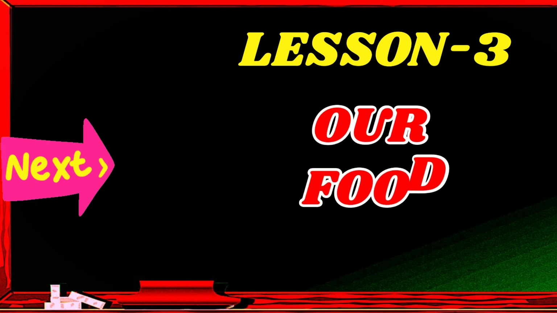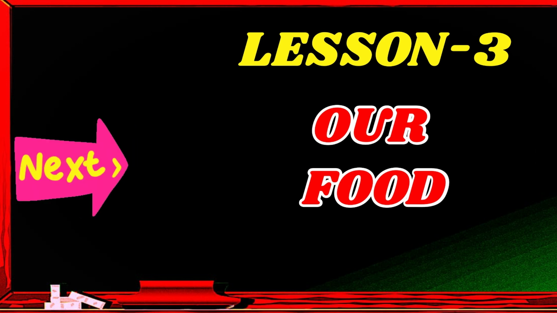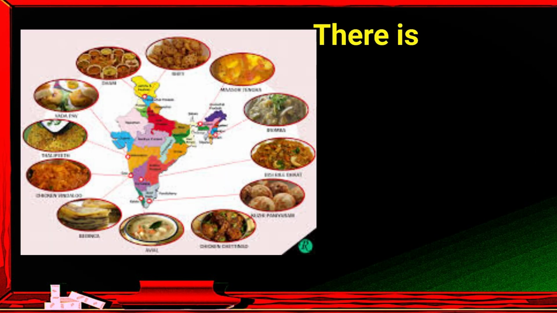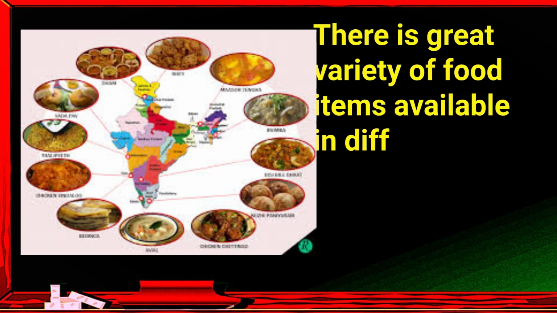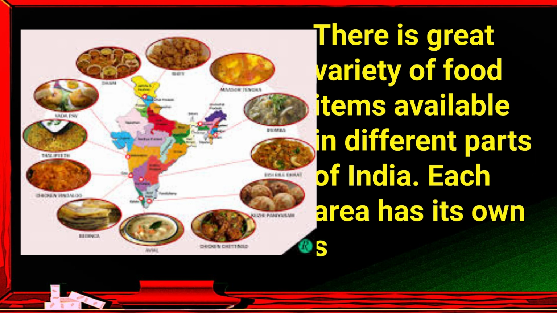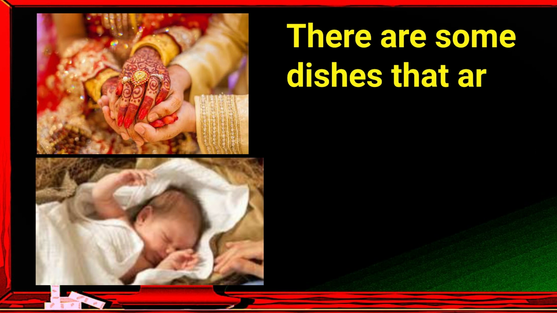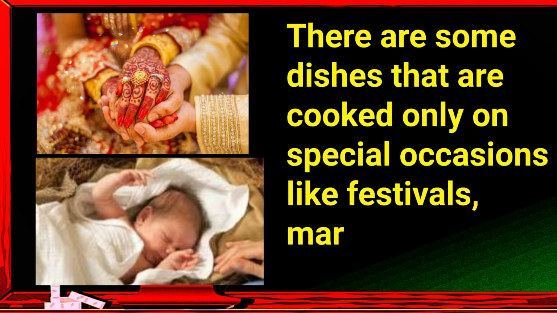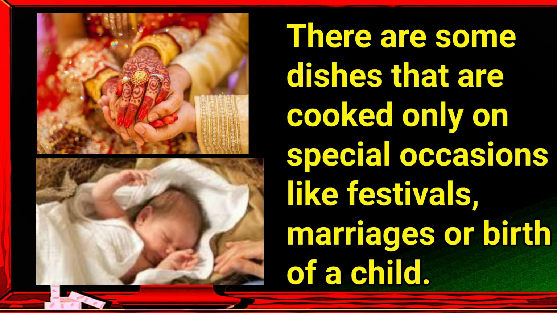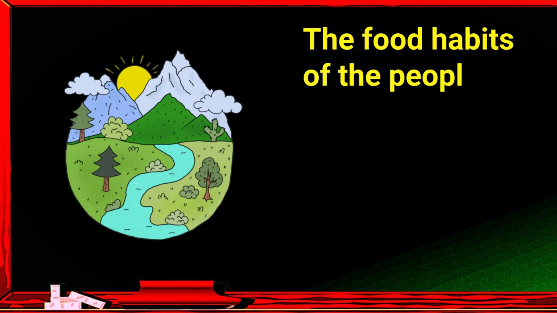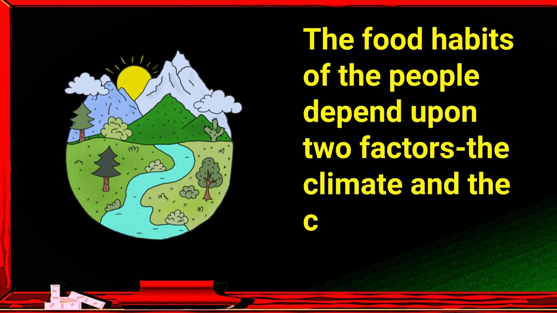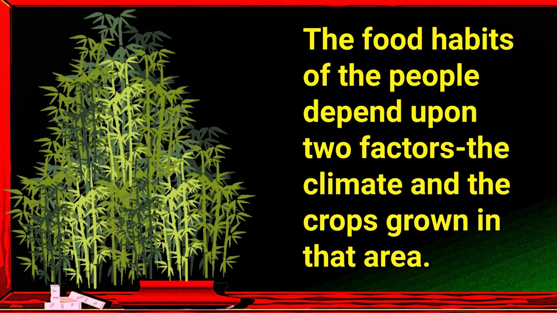Next we are going to discuss the important points of lesson 3, Our Food. So let's revise the important facts about this lesson, which is important for your coming exam. There is great variety of food items available in different parts of India. Each area has its own speciality. There are some dishes that are cooked only on special occasions like festivals, marriages or birth of a child. The food habits of the people depend upon two factors: the climate and the crops grown in that area.